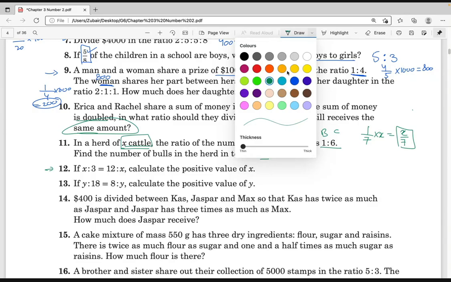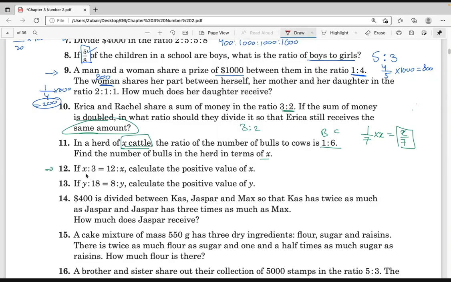Number 12. If X ratio 3 equals 12 ratio X, calculate the positive value of X. You remember I said that 2 ratio 5 and 5 ratio 2 are different, because we can write 2 by 5 and we can write this as 5 by 2. So I'm writing this as x by 3 is equal to 12 by x. So we cross multiply: x square is equal to 36, x is equal to 6. I'm not taking negative, so the positive value of x is 6. Try number 13.